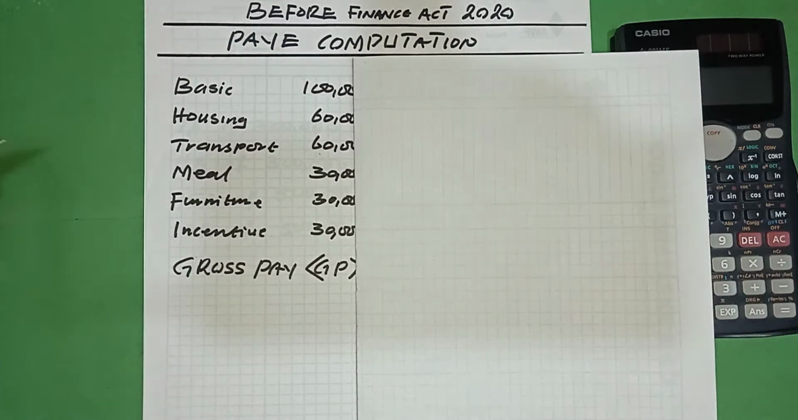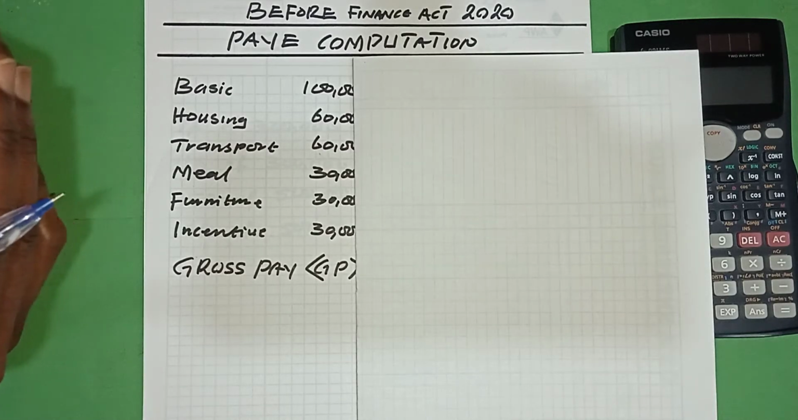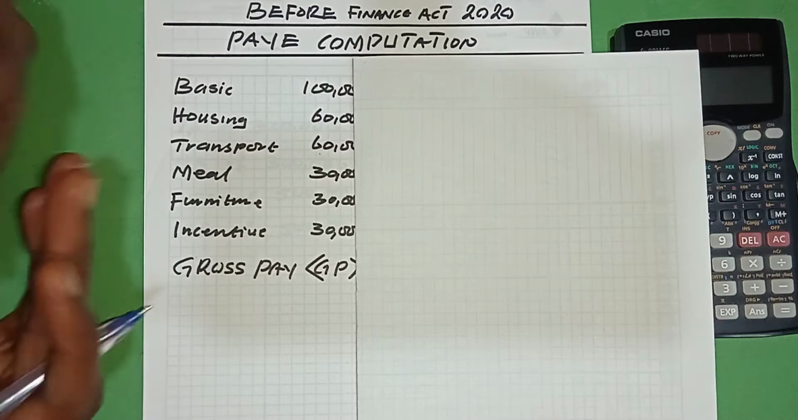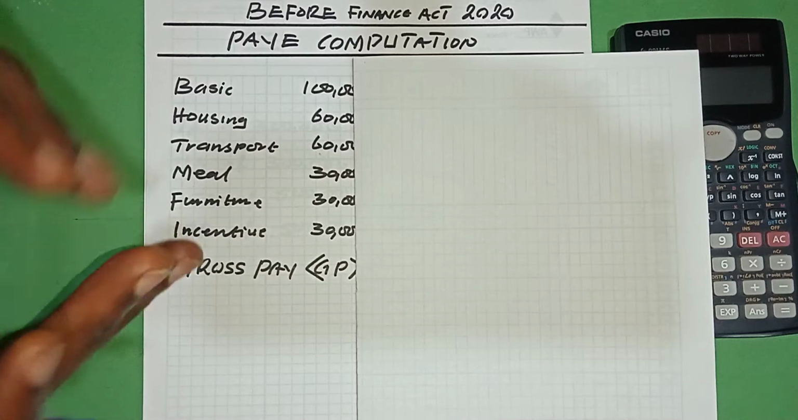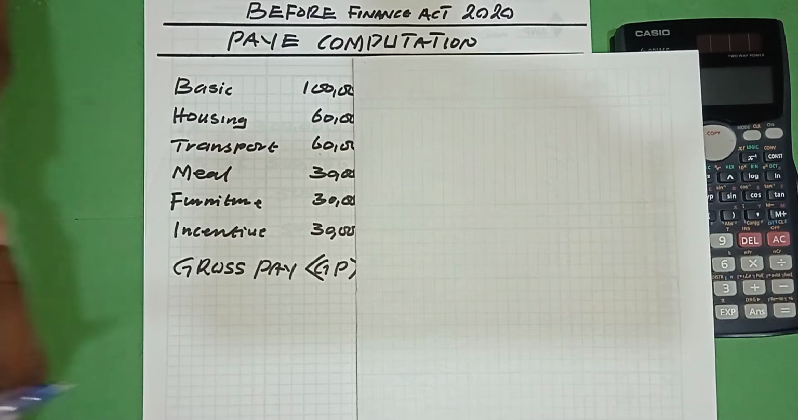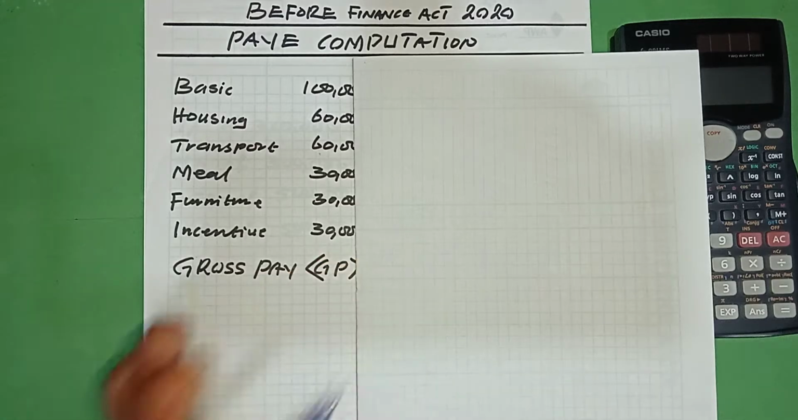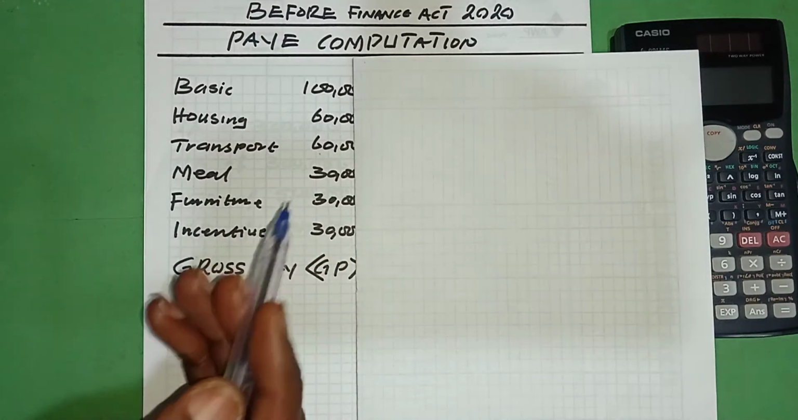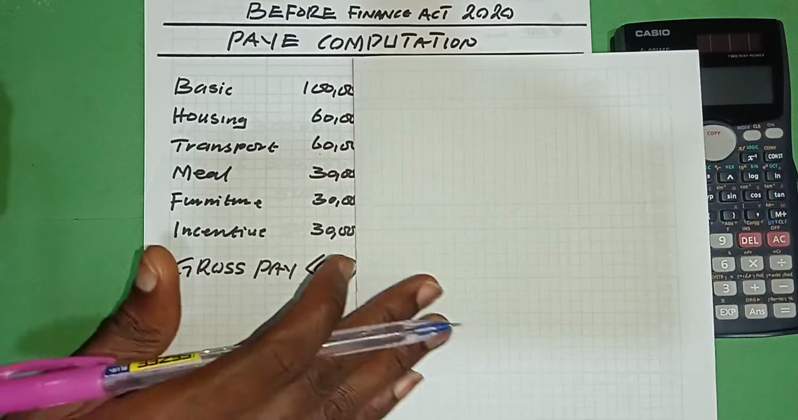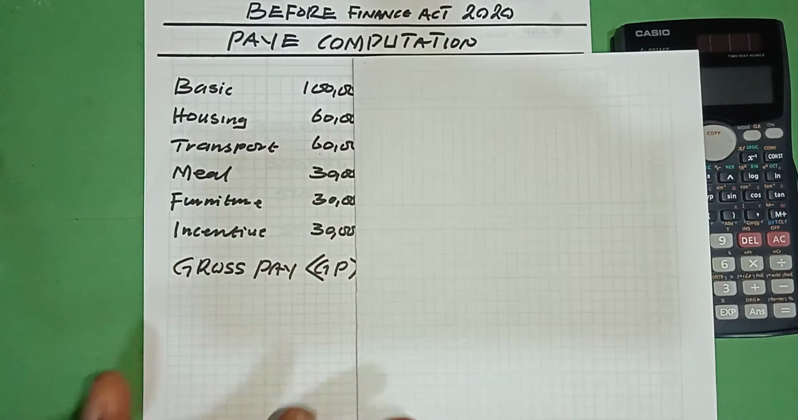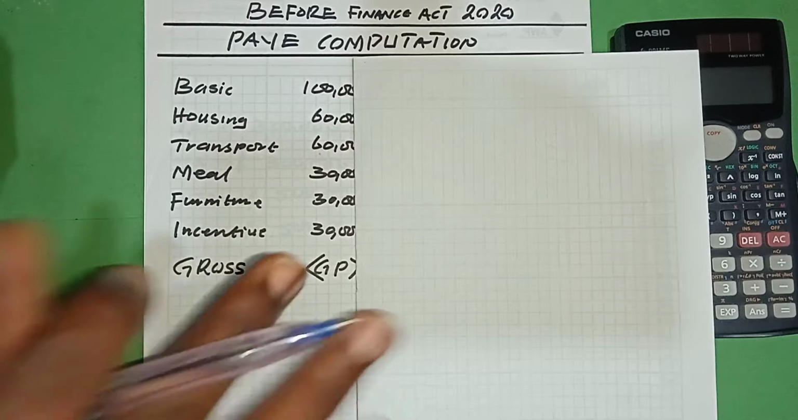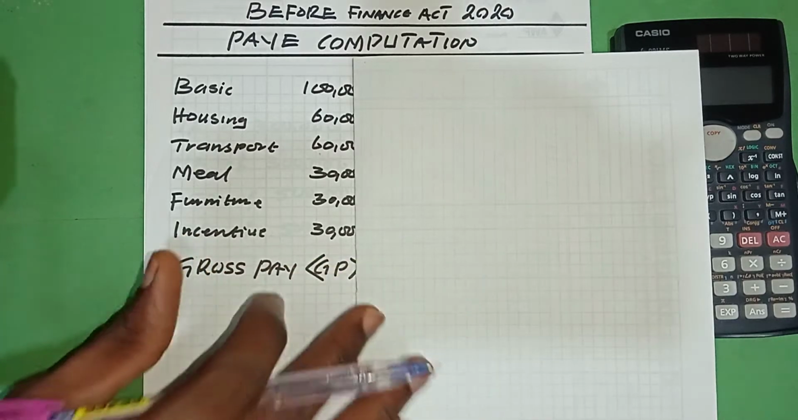Welcome once again. In today's video, we are going to be handling this topic, PAYE computation, Pay As You Earn computation. How is the PAYE computed? The PAYE is one of the statutory deductions from your salary before you arrive at your net pay, your take-home pay. Now in this video we are going to learn how they calculate or compute the PAYE.